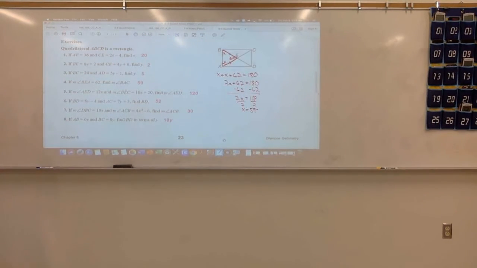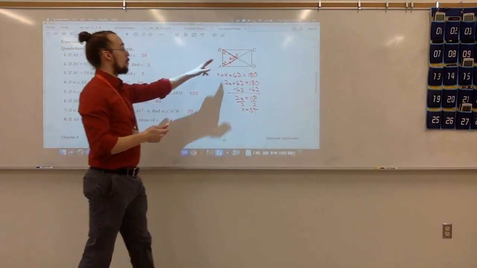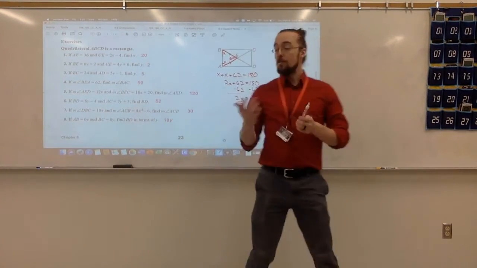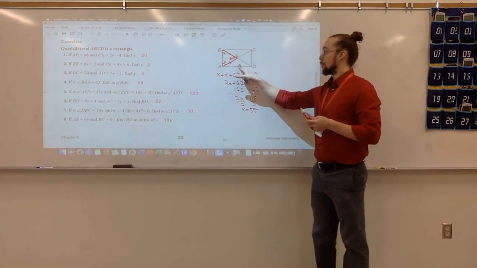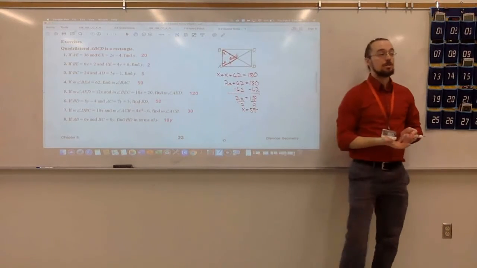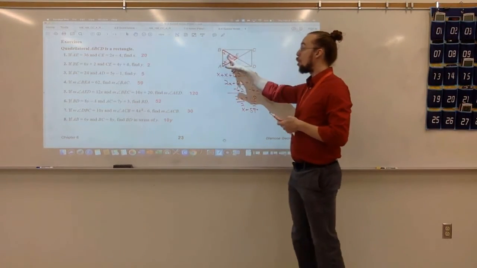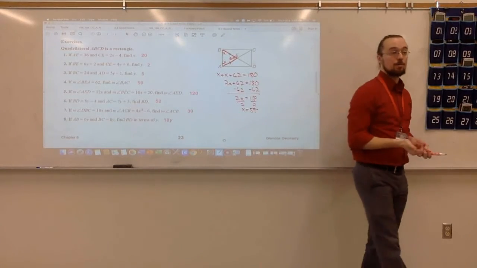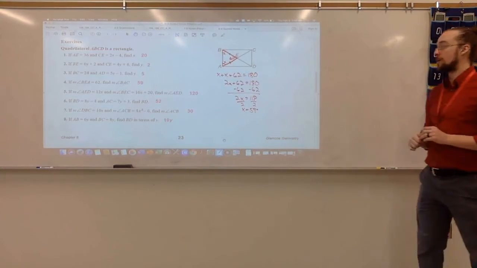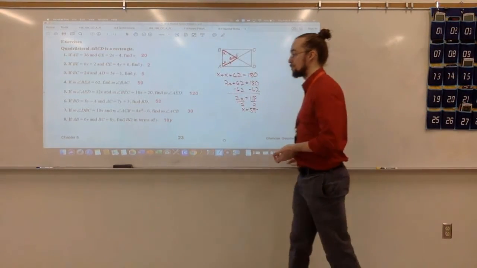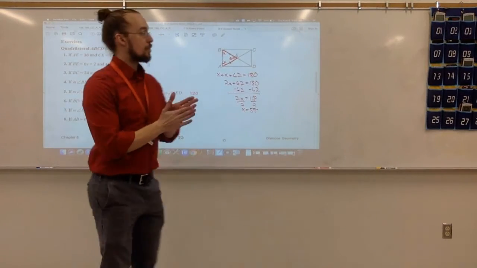So that's one nice thing about rectangles. All 4 of these little triangles that are created end up being isosceles triangles. So something like this would always work if we have a rectangle. Okay? We know that all 4 of these little triangles will be isosceles triangles. Any other questions on the front here?